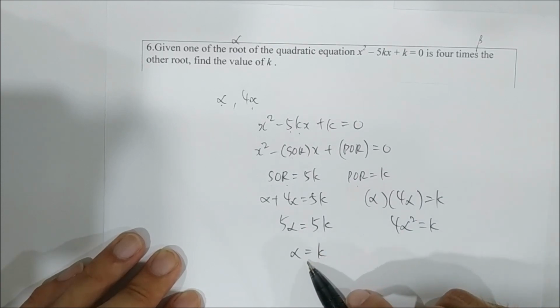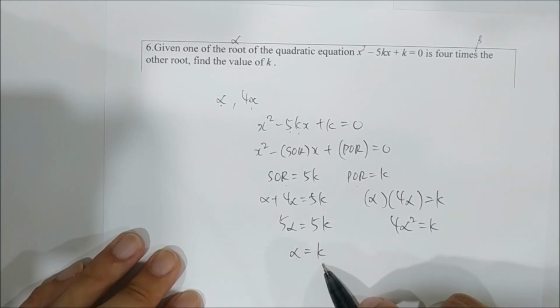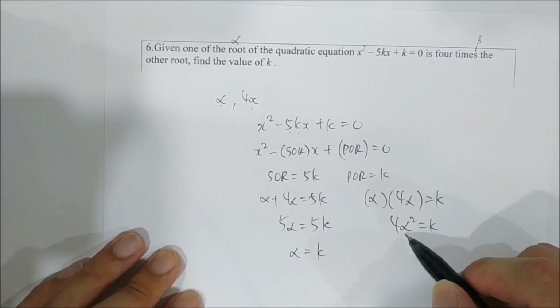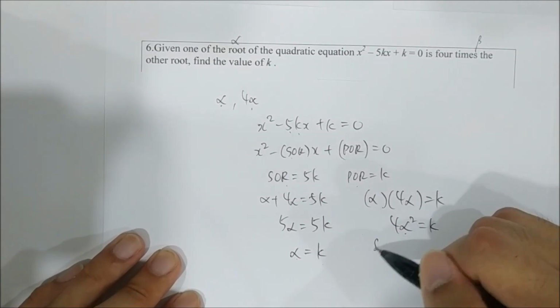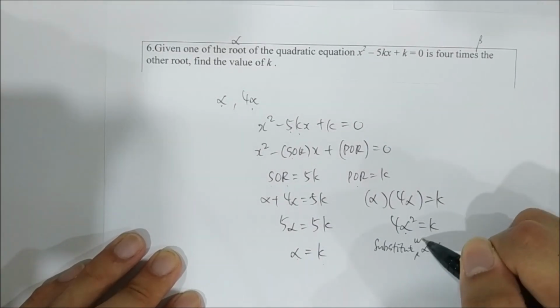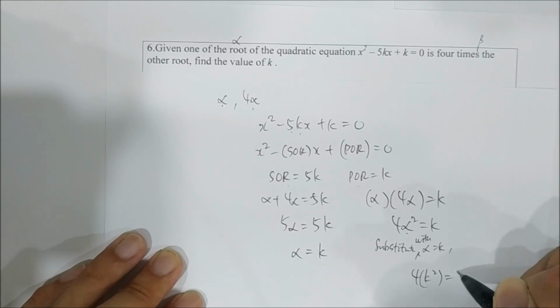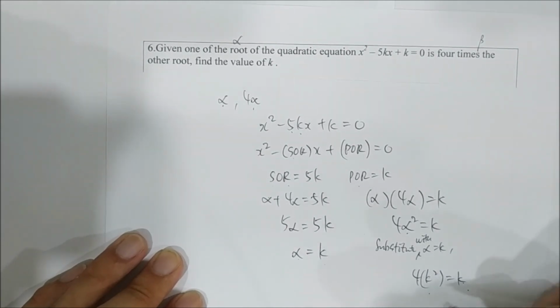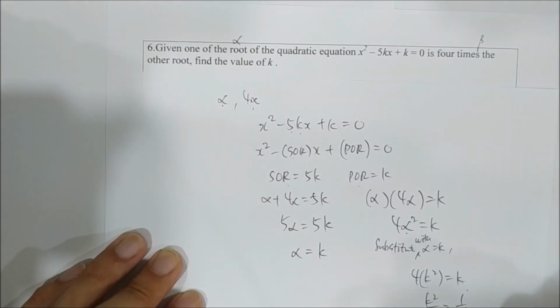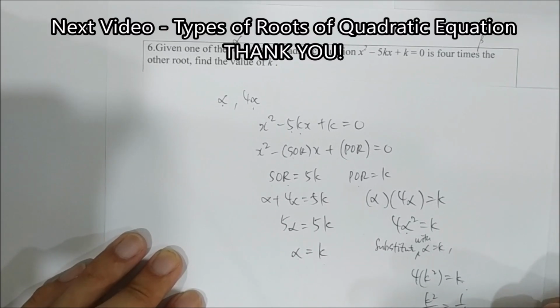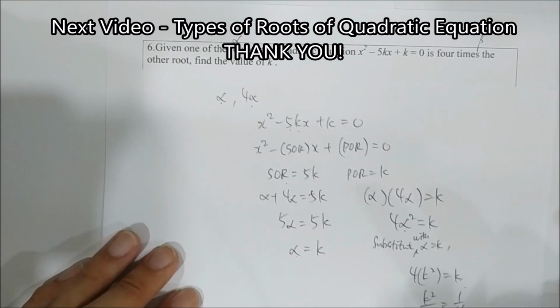So since from here we know that alpha equals to k, we can substitute alpha here with k. 4k squared equals to k. You get k squared over k equals to 1 over 4. And if you simplify this, you get k equals to 1 over 4.